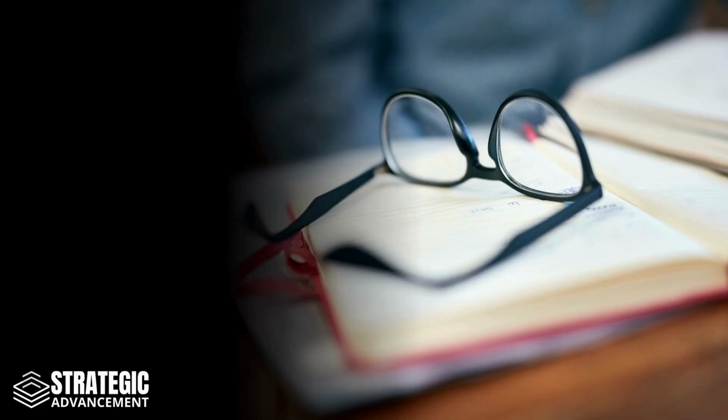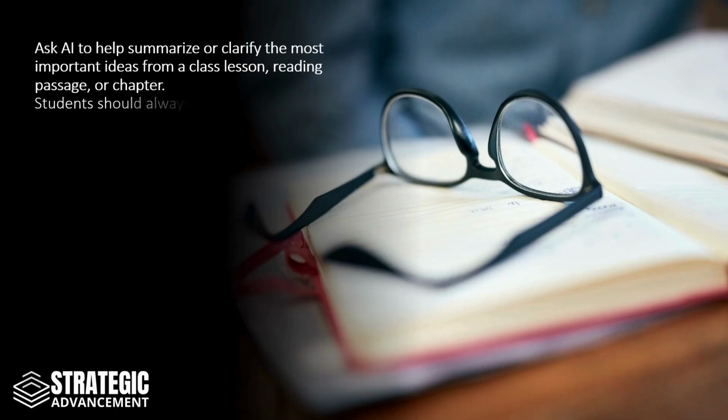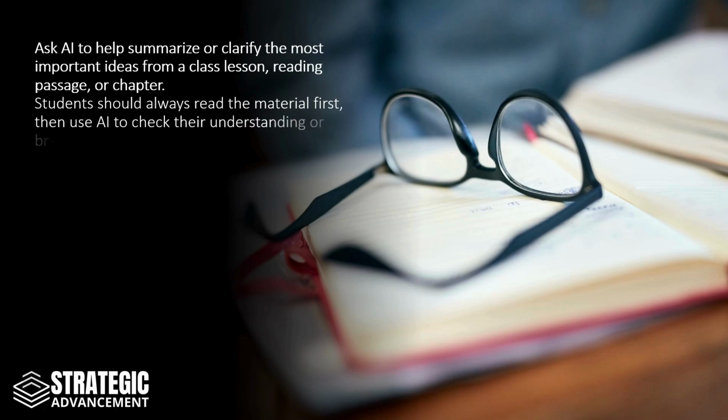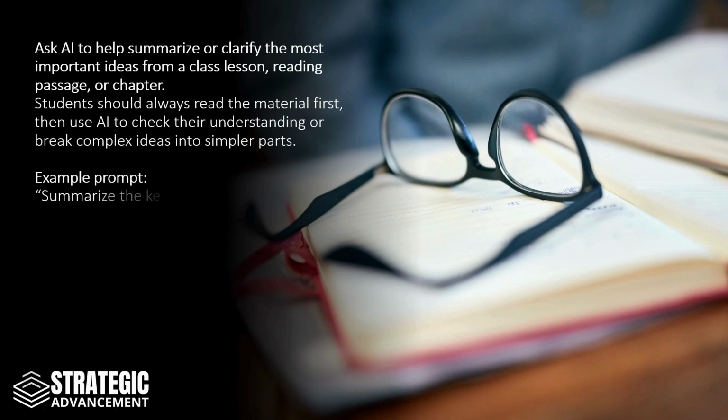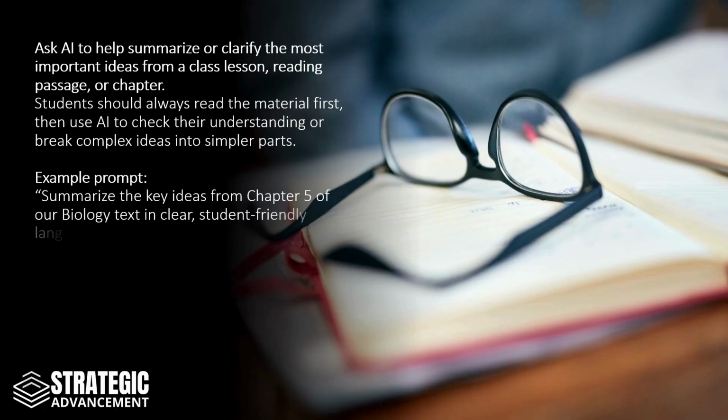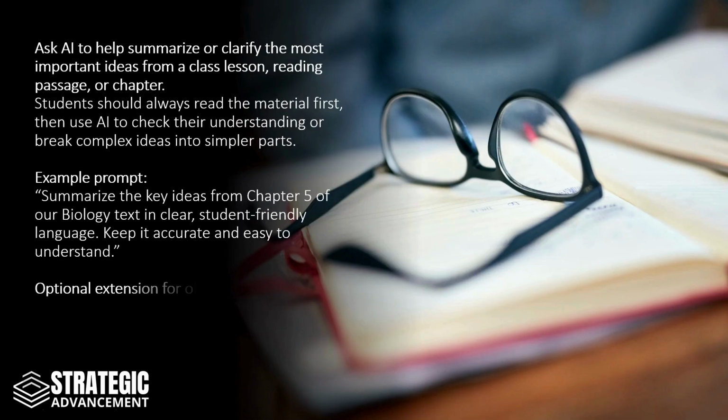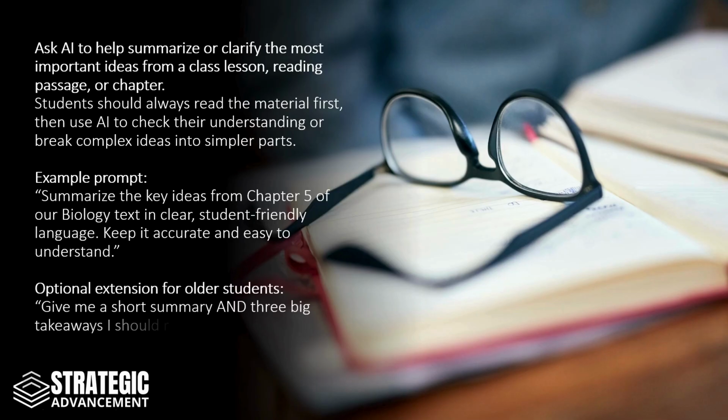Ask AI to help summarize or clarify the most important ideas from a class lesson, reading passage, or chapter. Students should always read the material first, then use AI to check their understanding or break complex ideas into simpler parts. Example prompt. Summarize the key ideas from Chapter 5 of our biology text in clear, student-friendly language. Keep it accurate and easy to understand. Optional extension for older students. Give me a short summary and 3 big takeaways I should remember.